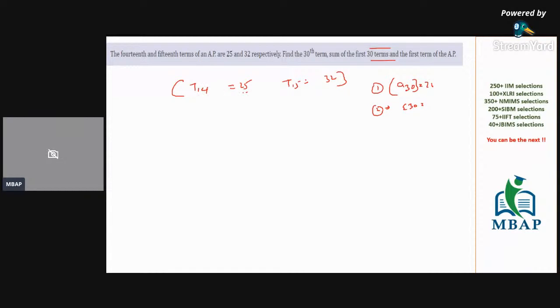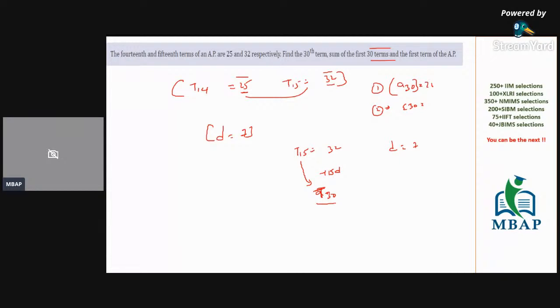Now if T4 is 25 and T5 is 32, the difference between any two consecutive terms is going to be constant, so we get to know that D is going to be 7. We know T15 is 32 and D is 7, and if I have to establish the link from T15 to T30, how would I do it? From T15 to T30, the value is going ahead by 15 times D.